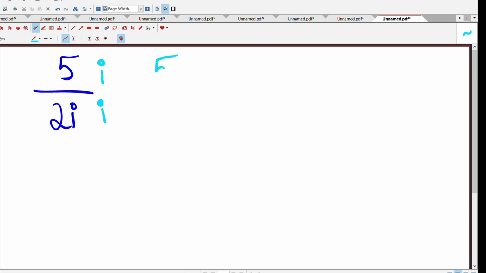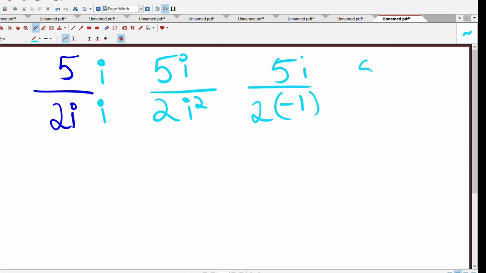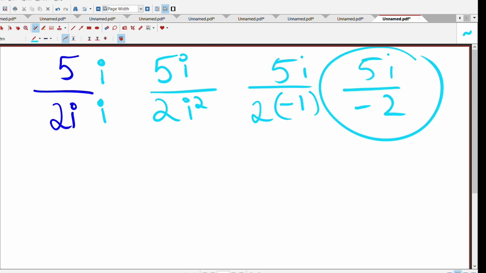And when we do that, we're going to get 5i over 2i squared. Now, we know i squared is negative 1. And then we're left with 5i over negative 2. And we are done. I'm going to do another one.